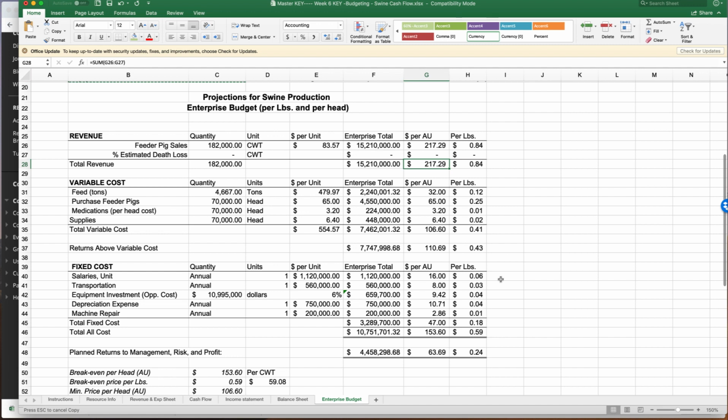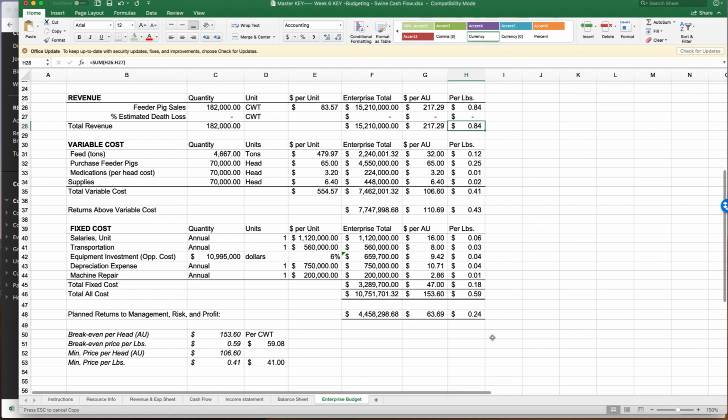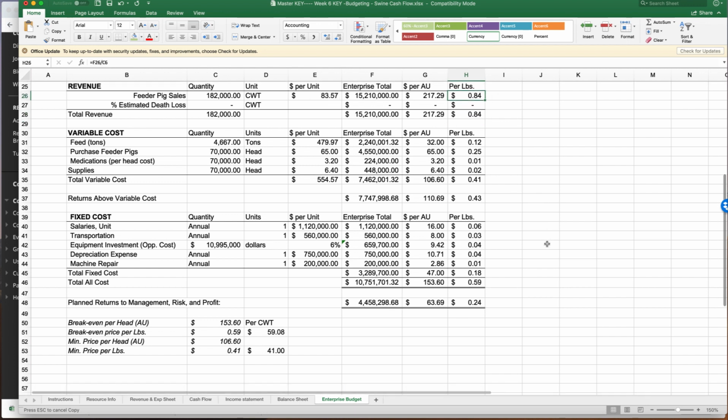$217 per animal unit is what we're selling them for. So if we're spending $153 to get them there, that's good. 59 cents a pound. That's great because we're getting 84 cents a pound for them on average. And that's going to be that 83.57 per 100. Divide it by 100, you're going to end up at that value anyway. So that also makes sense.